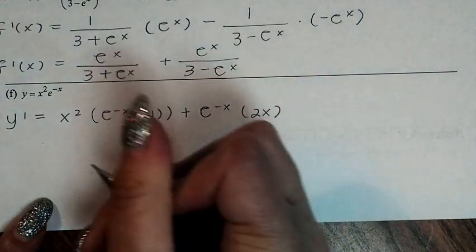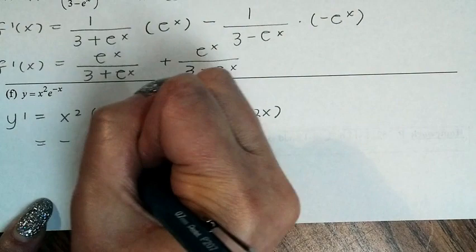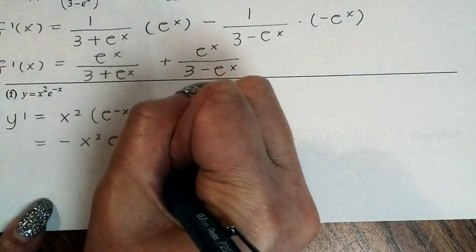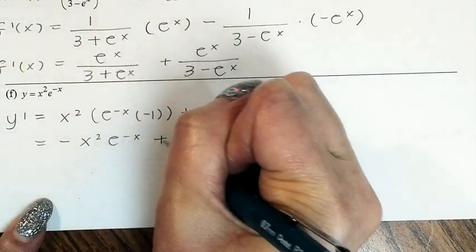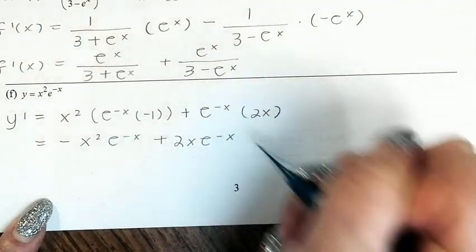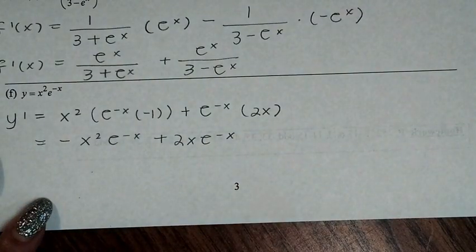Okay, so after this, what you have is negative x squared e to the negative x, and then you have plus 2x e to the negative x. Yes or no? So that's what you have.